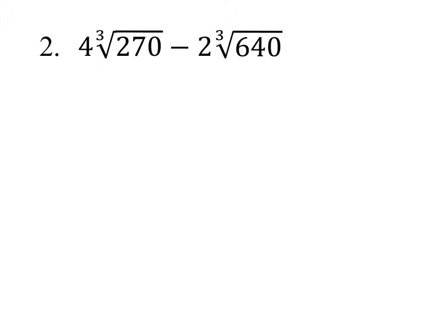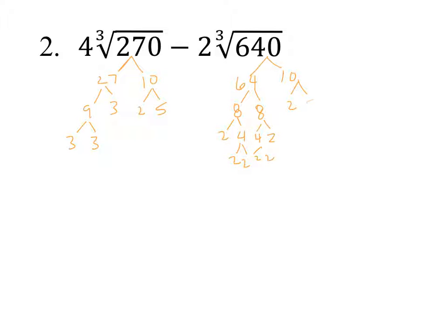So I'm going to do my prime factorization. I have 27 and I have 10. This will give me 9 and 3, 3 and 3, 2 and 5. This one could be 64 and 10. This could be 8 times 8. This could be 2 times 4, not 4 times 4. A lot of people do that. 2 and 2, 2 and 2, 2 and 5.